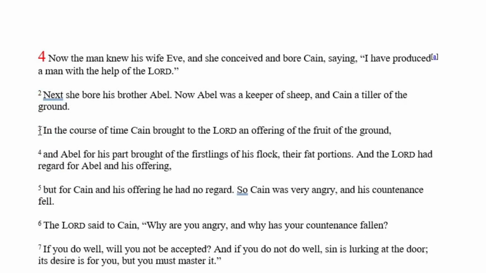Look, here's another one in number 3. In the course of time, Cain brought to the Lord an offering of the fruit of the ground. And he doesn't finish it. And Abel, for his part, brought the firstlings of his flock, their fat portions, and the Lord had regard for Abel and his offering. But you'll notice that Cain and Abel, both different lines. But for Cain, his offering had no regard, so Cain was angry and his countenance fell.